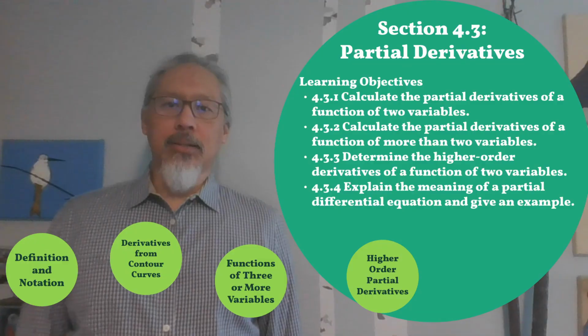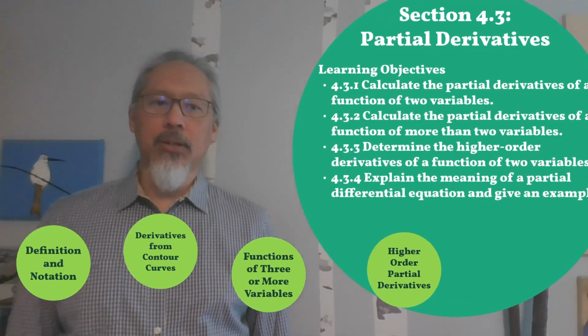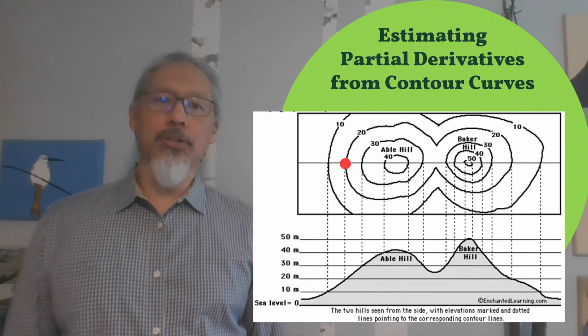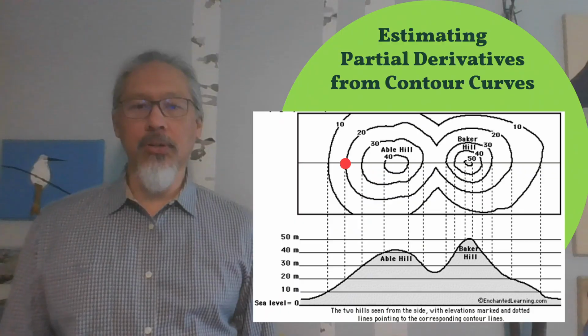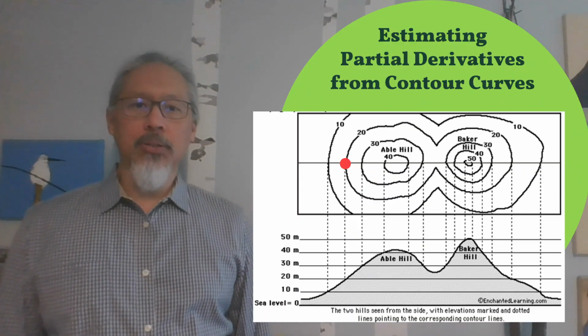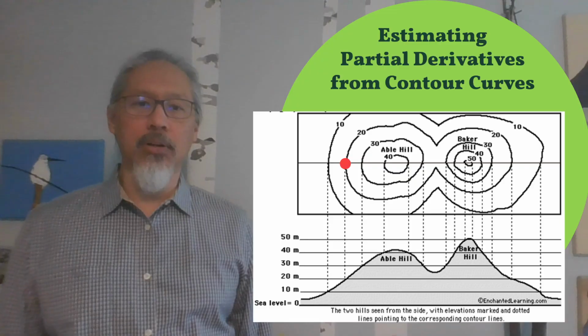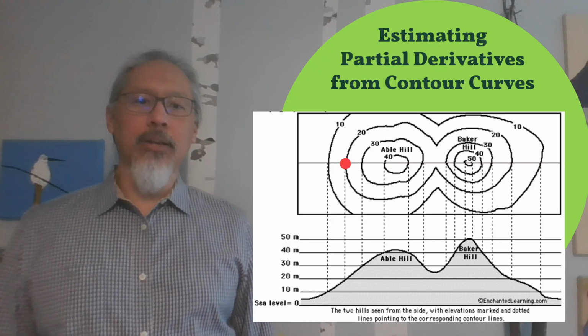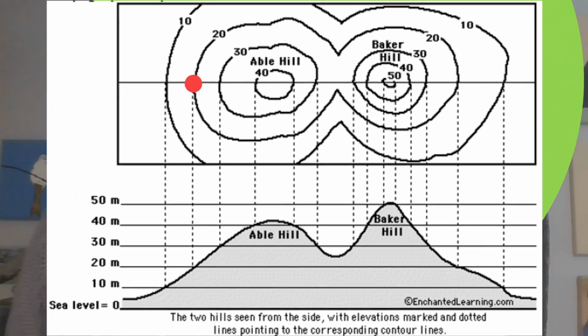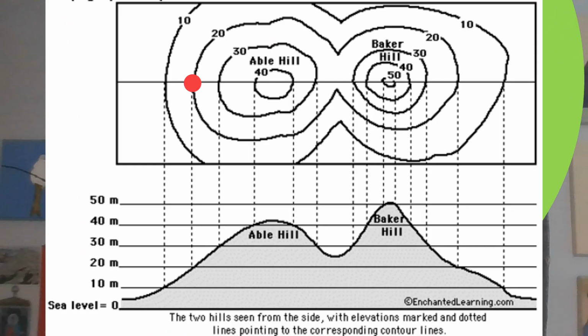After we define this and we establish some notation, we're going to estimate partial derivatives by looking at contour curves. If you remember, contour curves are those horizontal slices of your curves, and then we're looking at it flat in a two-dimensional space. So as an example, if we take a look at that red dot, we want to estimate the derivative of that red dot with respect to x.